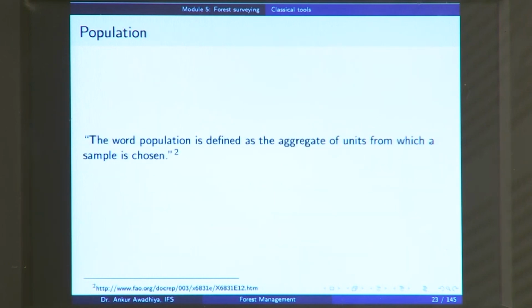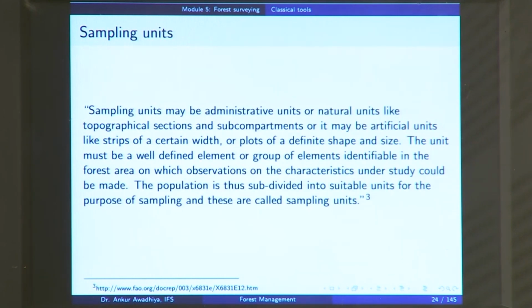Now, in the case of sampling we define things like population. So, population is defined as the aggregate of units from which a sample is chosen. So, in this case all the trees in your 100 square kilometers form the population. Now, this population is divided into sampling units. So, sampling units may be administrative units or natural units like topographical sections and subcompartments, or it may be artificial units like strips or plots of certain shape and size.